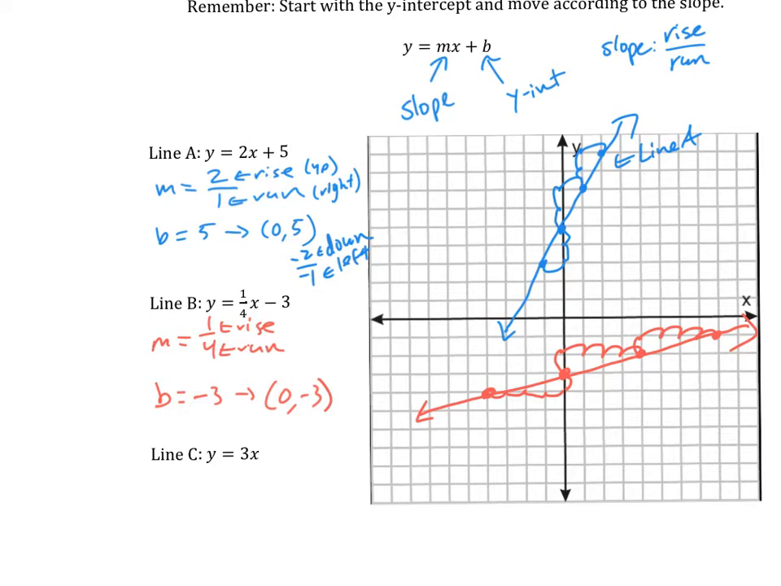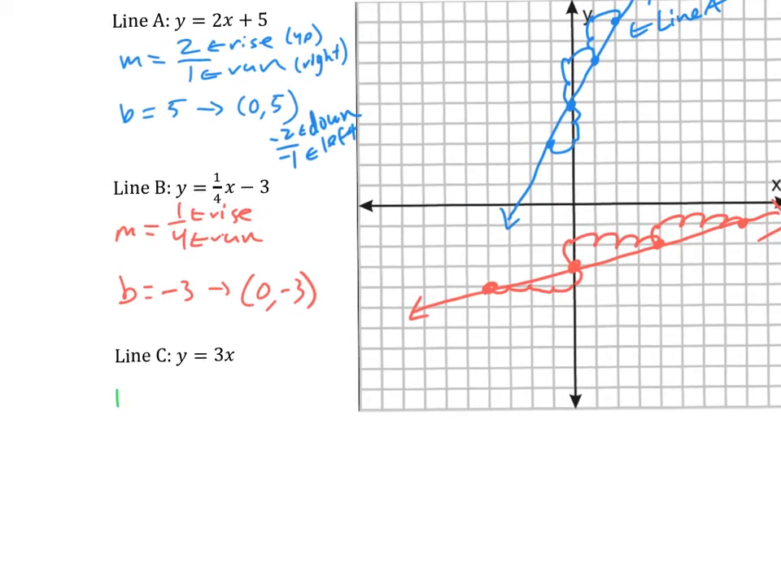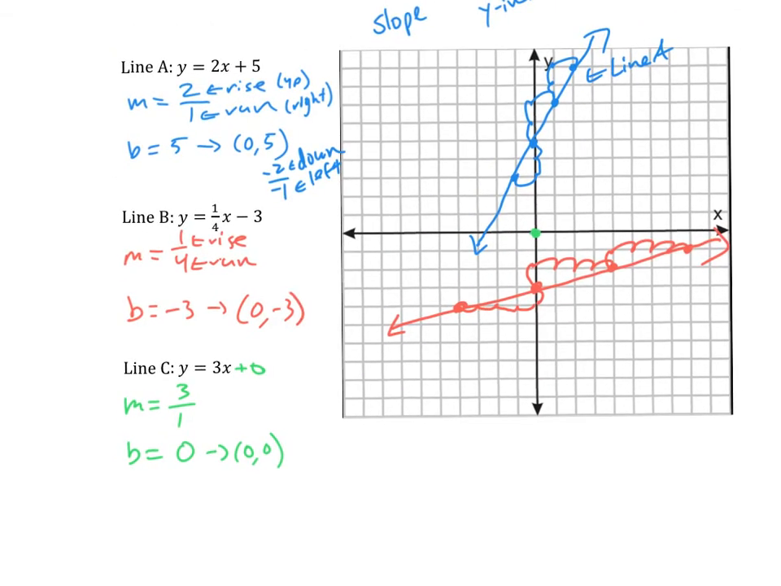Finally, for line C here, we have our slope m is going to be 3, which is really 3 over 1. And our y-intercept is, well, there's nothing there, so this is really like adding 0. So our y-intercept is going to be 0, or the point (0, 0). So I'll put that right at (0, 0) at the origin. Then I'm going to go up 3 over 1, or down 3 and to the left 1. This is line C here.